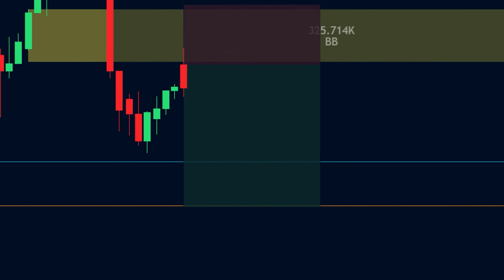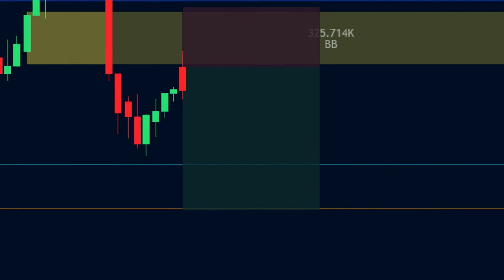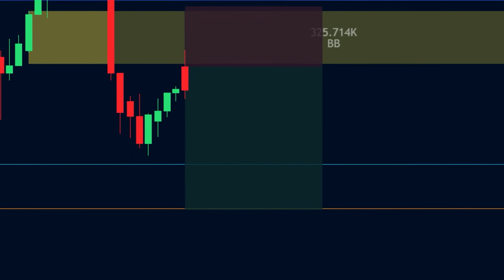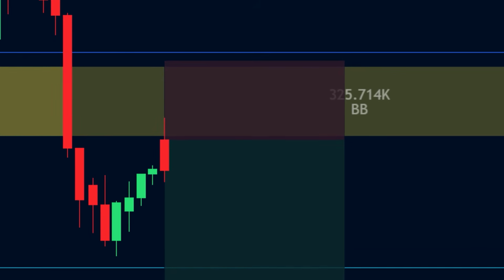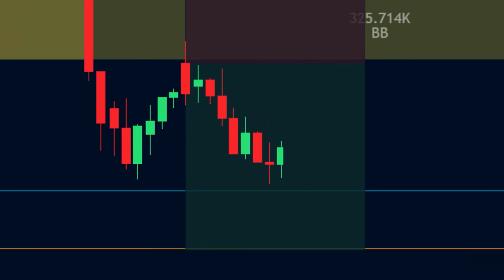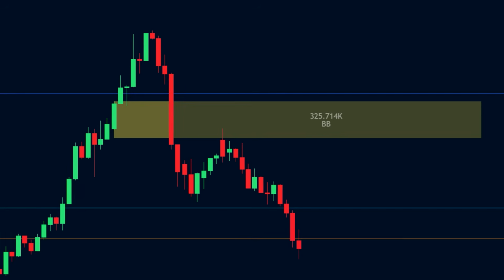Where's your target? Look for the next liquidity level below. Swing lows, previous session low, previous day low. Wherever the next cluster of stops is sitting, that's where price is likely headed. Smart money swept the highs, now they're targeting the lows. That's the setup. Here's why this strategy works.